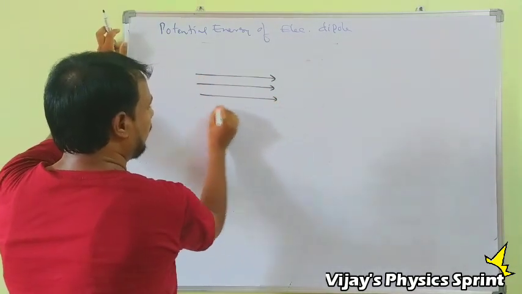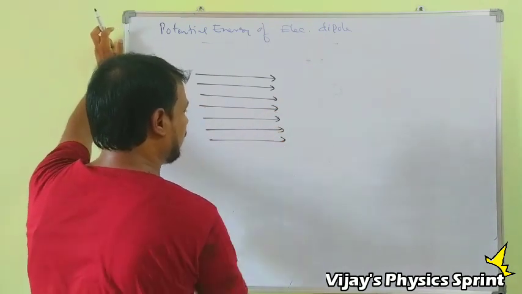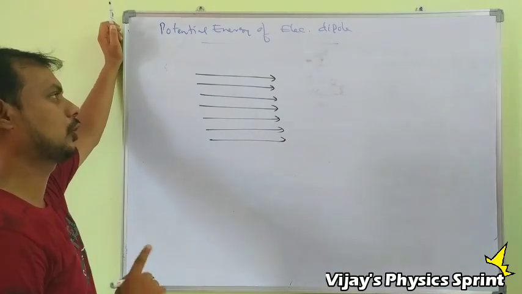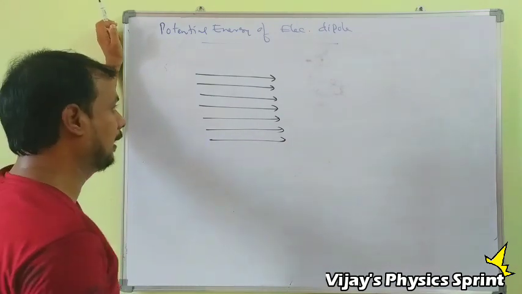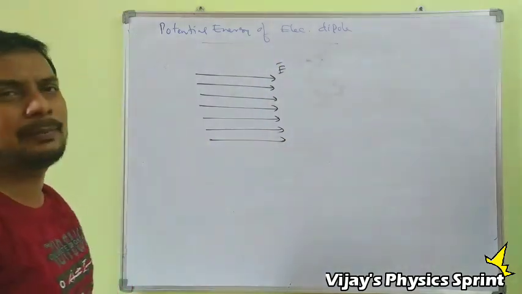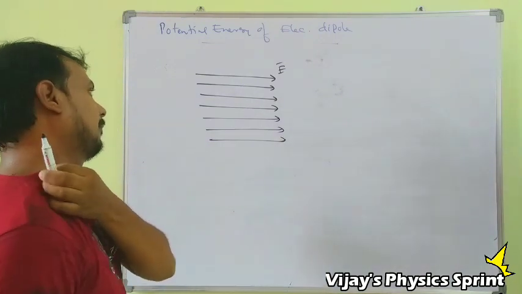Uniform electric field means the field intensity is the same at all the points, having the same magnitude in the same direction. That is known as a uniform electric field. So electric field intensity E bar has the same magnitude and the same direction at any point in a given field. That is called a uniform electric field.